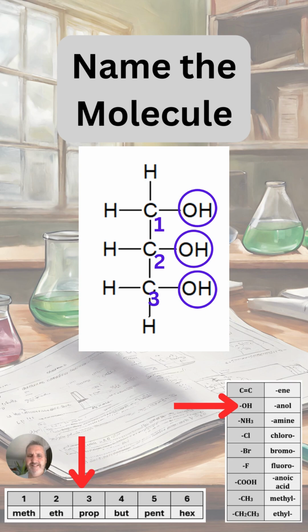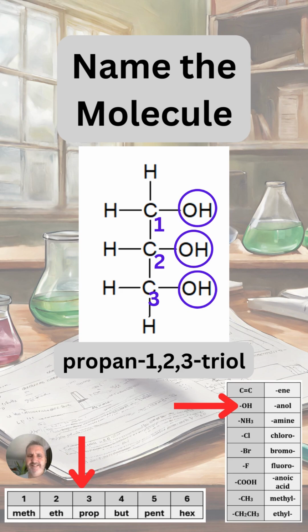So it's going to be propane-1,2,3-triol, with the tri meaning that there are 3 of the ol or the OH groups, and the numbers all representing the place on the main chain that the OH comes off.